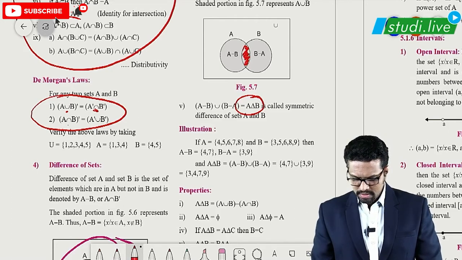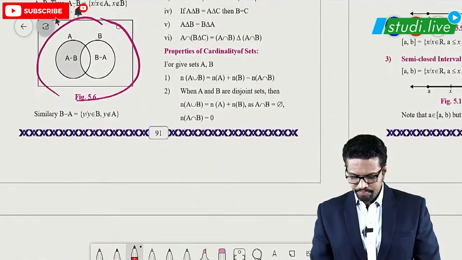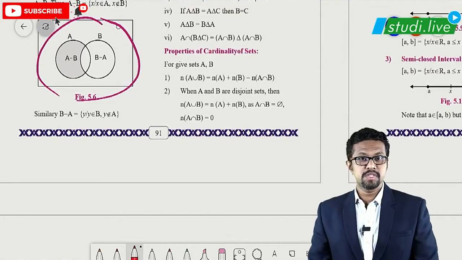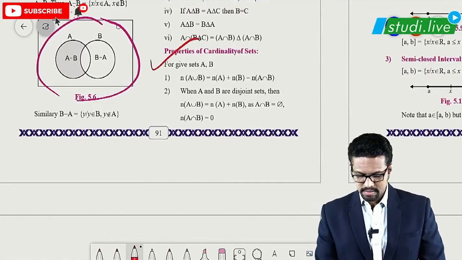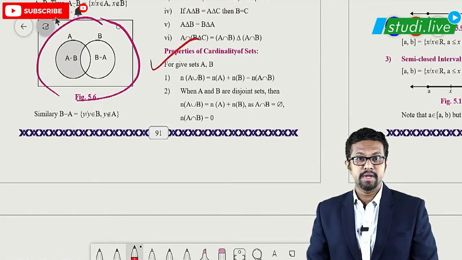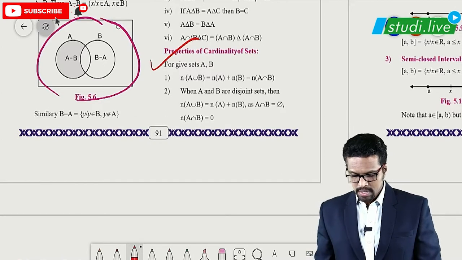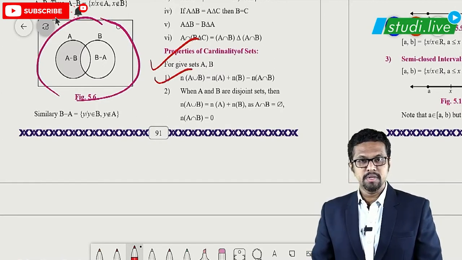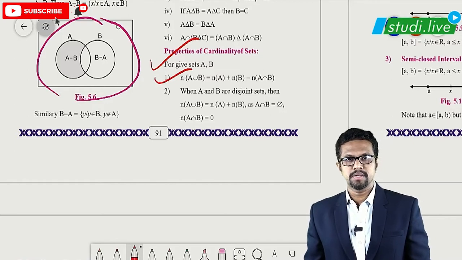So this is all about the theory part. Next, the most important formulas for the chapter sets are the properties based on the cardinality, or the number of elements in the set. So we have first of all, N of A union B is N of A plus N of B minus N of A intersection B.